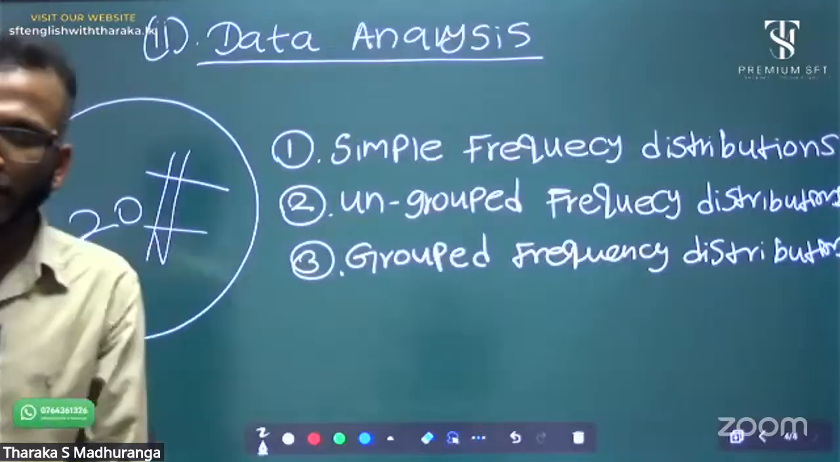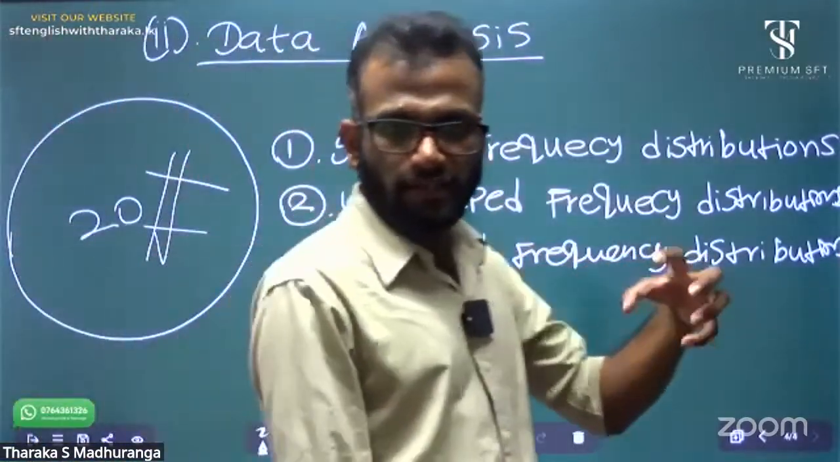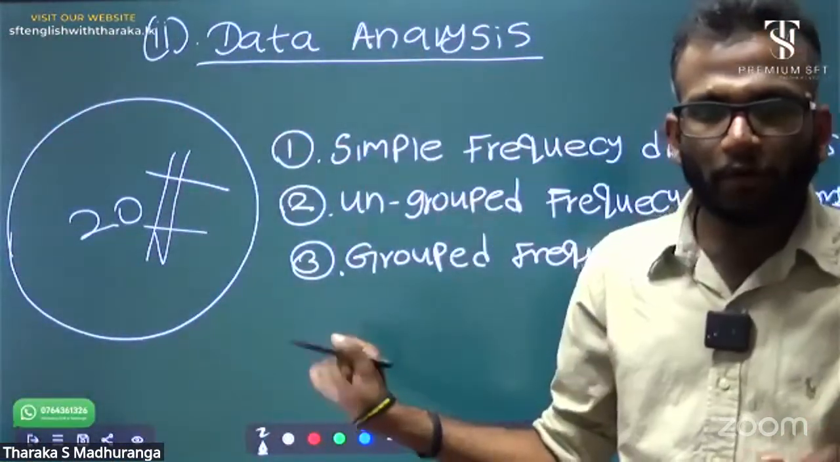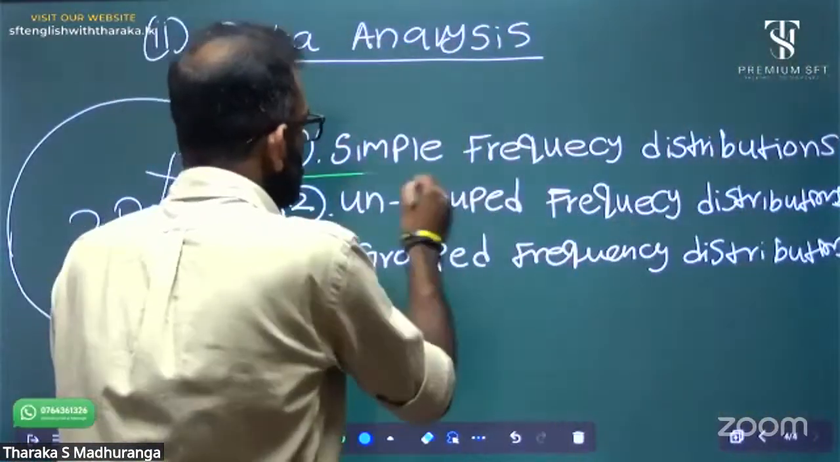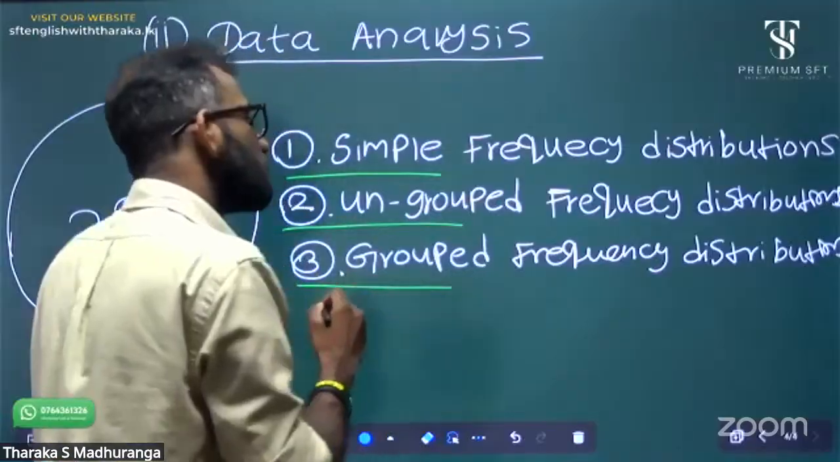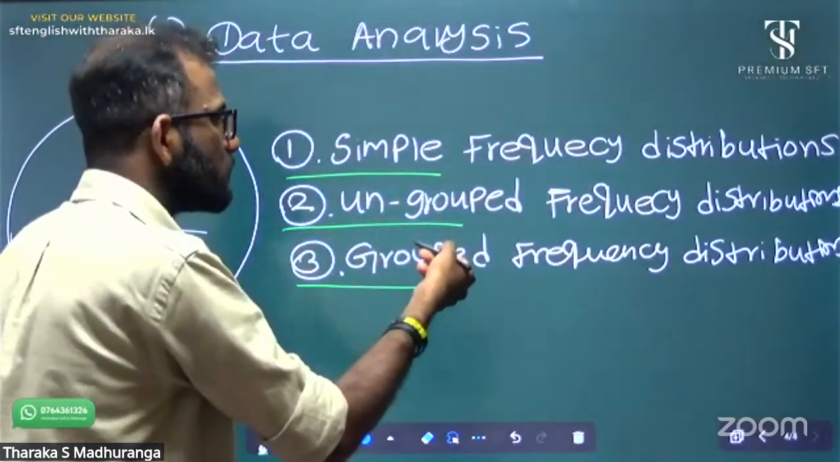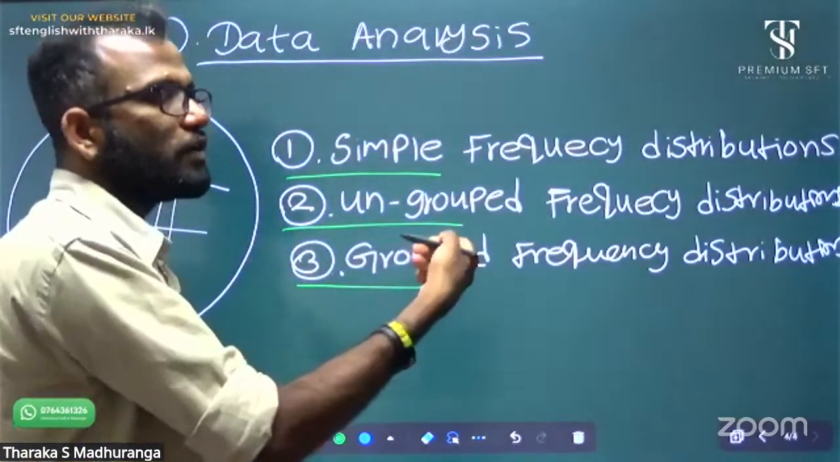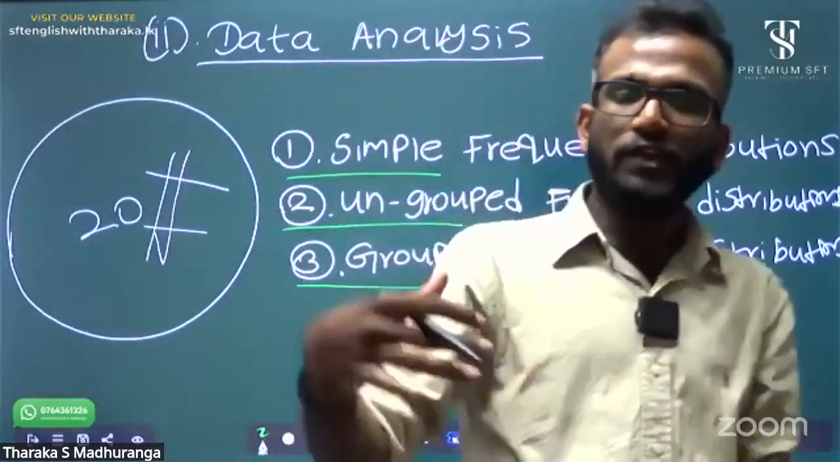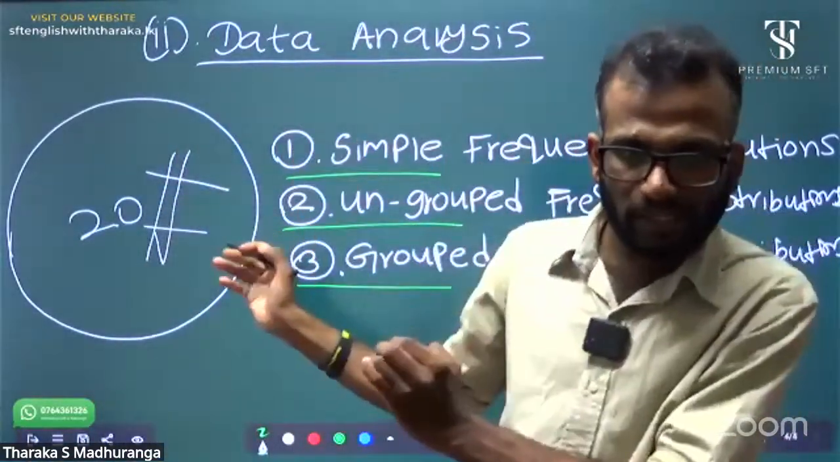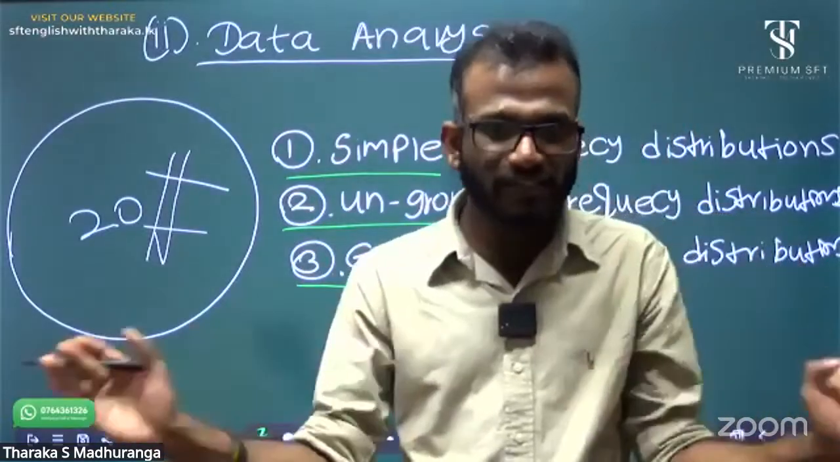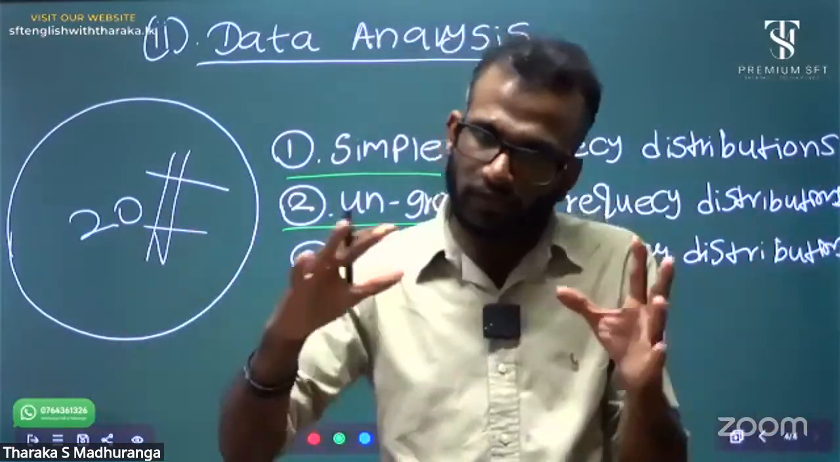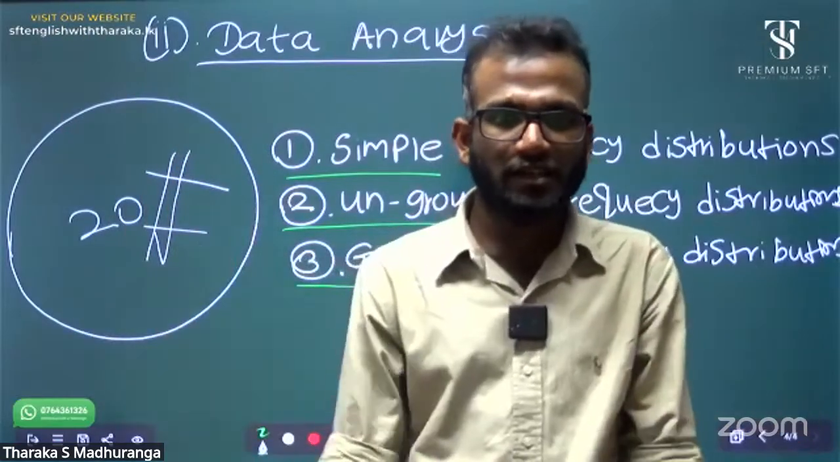Understood? Okay, the data analysis, actually this is the most important lesson. In the data analysis part, we are going to discuss one by one what a simple frequency distribution is, what the ungrouped frequency distribution analysis method is, and the group frequency analysis method. Finally, we are going to interpret this analyzed data. The lesson is completed. Okay, it's not an easy journey. It's a too heavy lesson, too bulky a lesson.